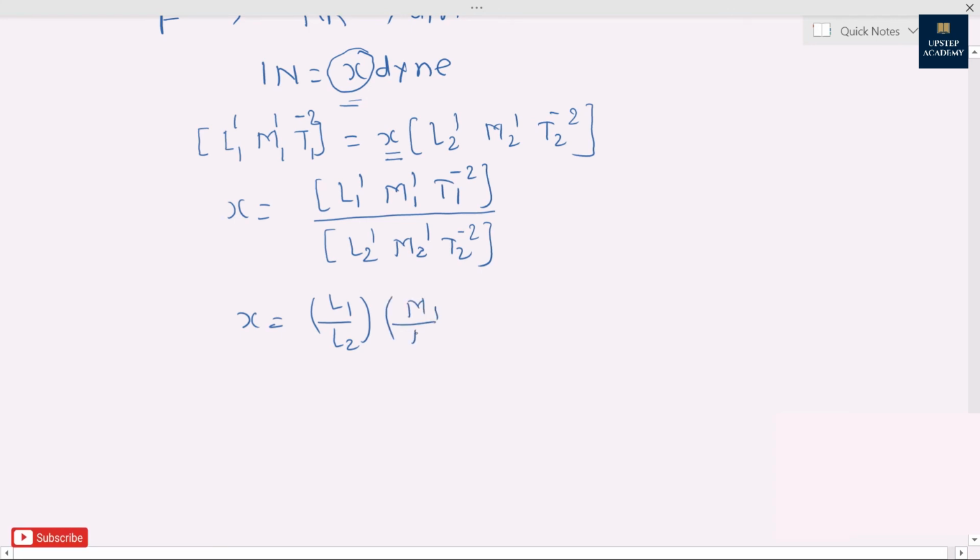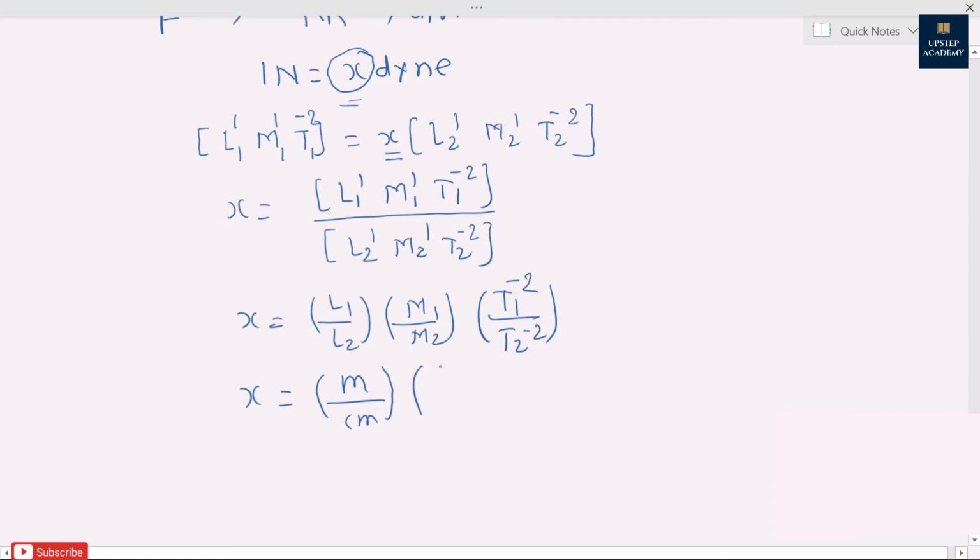Similarly, M1 upon M2 and T1 raised to minus 2 upon T2 raised to minus 2 we will write. X is equal to length. What is the SI unit of length? Which is meter, and the CGS unit of length is centimeter. What is the SI unit of mass? The SI unit of mass is kg divided by the CGS unit of mass, that is gram, and here the SI and CGS units of time are the same, that is second raised to minus 2.